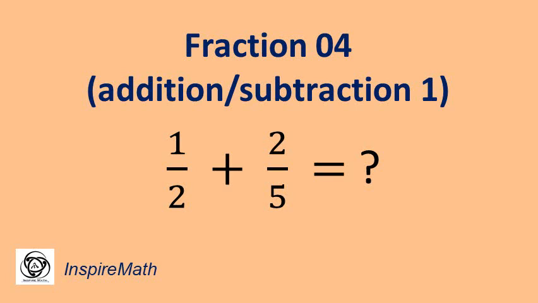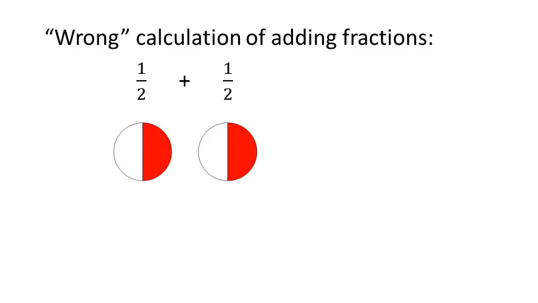Today we're going to study how to add and subtract fractions. We want to point out the wrong calculation first. Let's consider a simple addition of 1/2 and 1/2. You may think this is just an addition, so we can just add the numerators and denominators, 1 plus 1, which is equal to 2, and 2 plus 2, which is equal to 4. So the answer is 2 over 4.